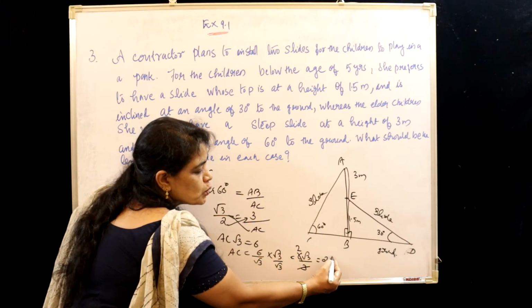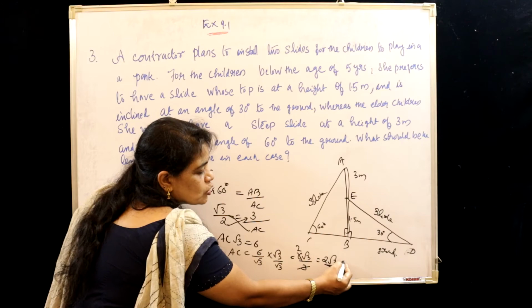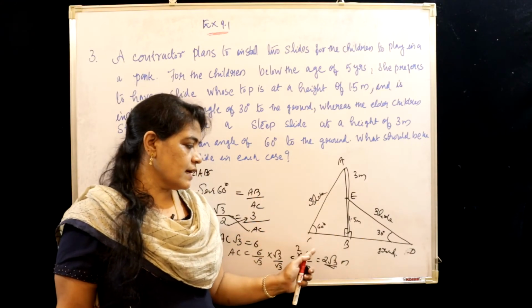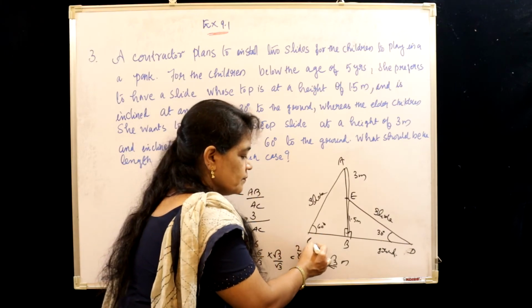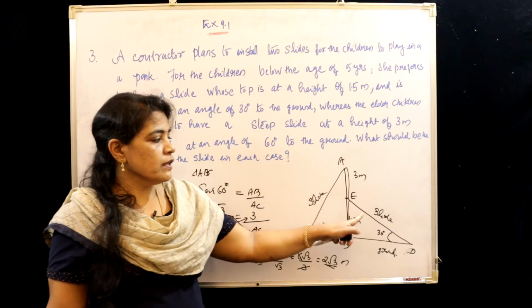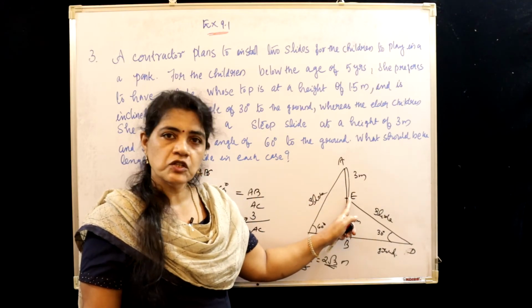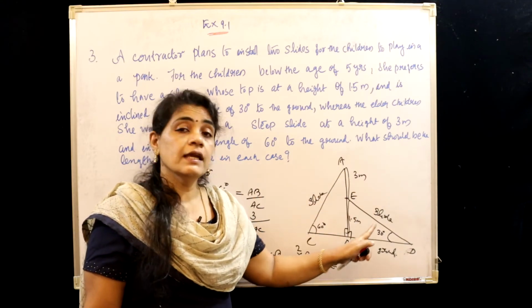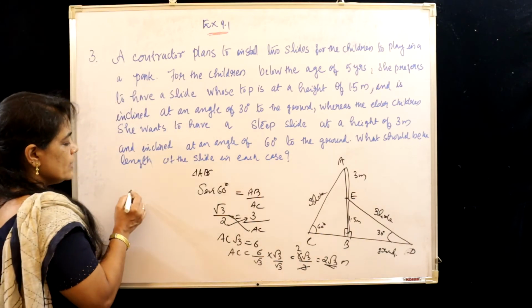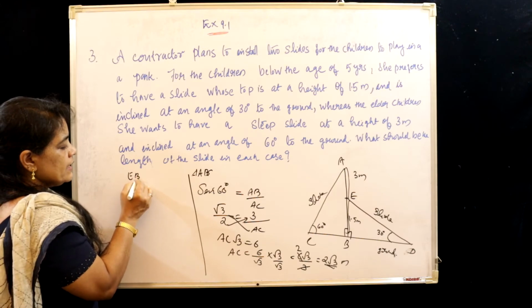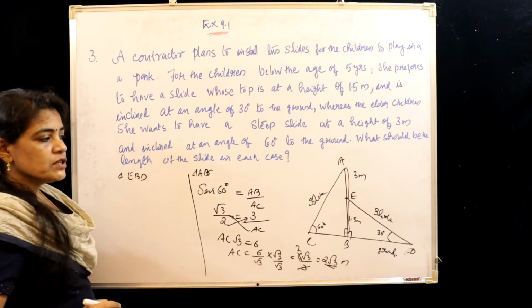So 2 root 3 is the length of the slide for the elder ones, because I considered this right triangle ABC. And in order to get the length of the slide for the smaller ones, I have to consider right triangle EBD. So in triangle EBD, which ratio, children?